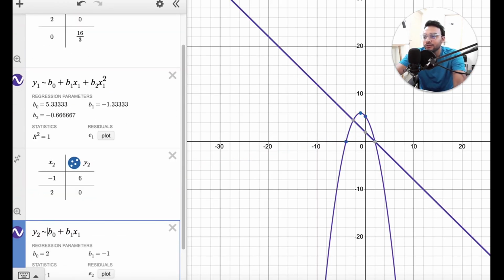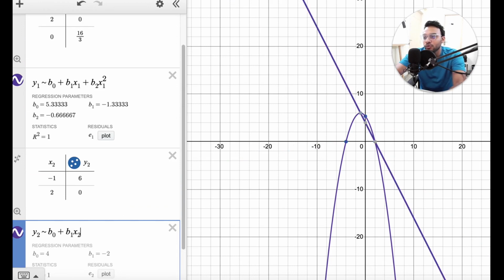Let's change that. y2 tilde b0 plus b1 x2. Now it's correct. Now when we check for the y-intercept of this line, 0, 4. So 4 is our answer. 4 is the y-coordinate of the y-intercept, that point where this line is cutting the y-axis. Okay, so be really careful while you do such stuff on Desmos. When you're doing multiple regressions based on multiple data tables, make sure that you're using the correct variable index. So x1, x2, these are variable indexes. Make sure you use the correct variable index. Okay, let's go back to the question.